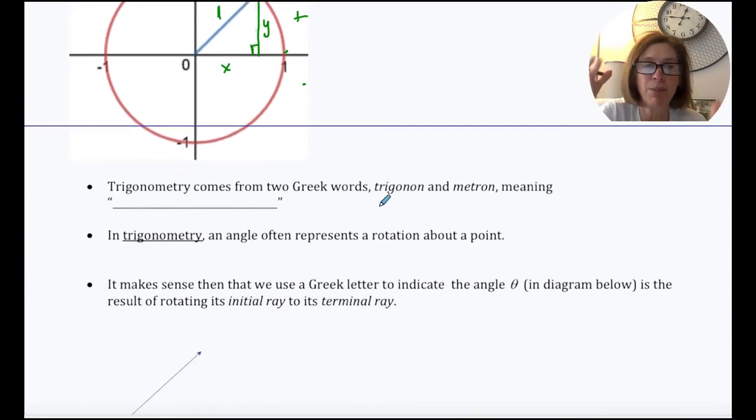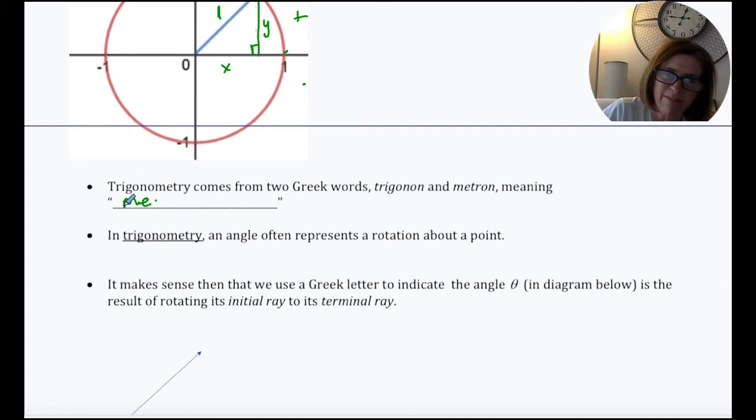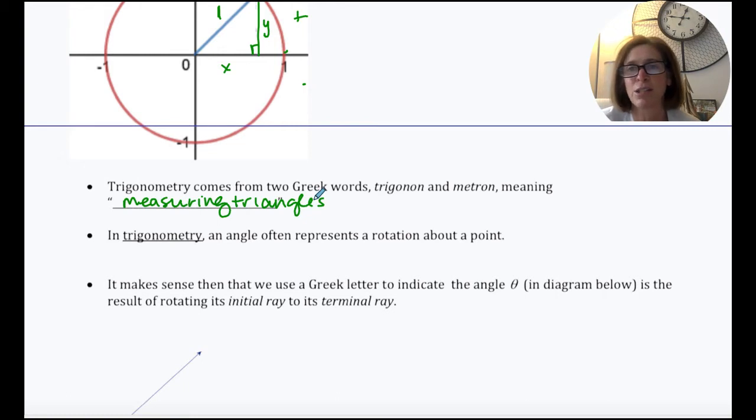If we broke the word up into parts, trigon means triangle and metron means measure. So we're going to be talking about measuring triangles. It's a really basic definition. Trigonometry is used in so many different things. It's used in surveying, in trying to find heights of things, and in radio waves. There are so many different applications of trigonometry. It tends to be my favorite topic to talk about.